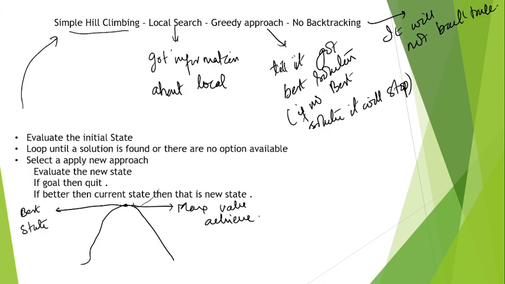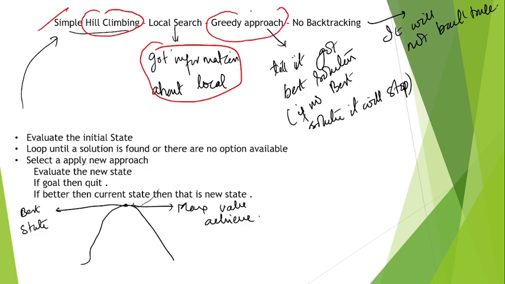Now the first part, simple hill climbing. Whatever it is, a hill climbing problem, we call it a simple hill climbing. It is a local search. It has information about the local area only. It is also a greedy approach. Greedy approach means it will get you the best solution, and if we got the best solution, it will stop there. It will not go forward.